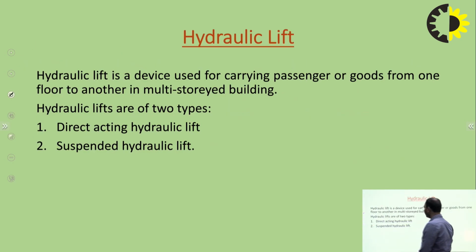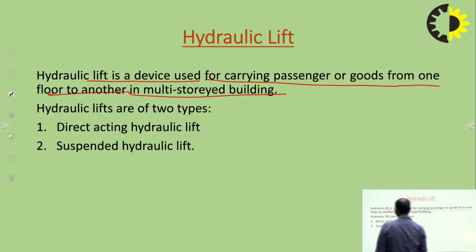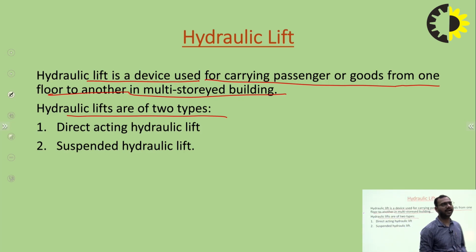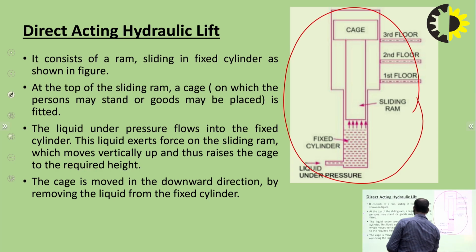Then what is hydraulic lift? Basically, hydraulic lift is the application of Pascal's law. Basically, it is a device used for carrying passengers or goods from one floor to another in a multi-story building. Hydraulic lifts are of two types: direct acting hydraulic lift and suspended hydraulic lift. So this is the schematic representation of direct acting hydraulic lift.